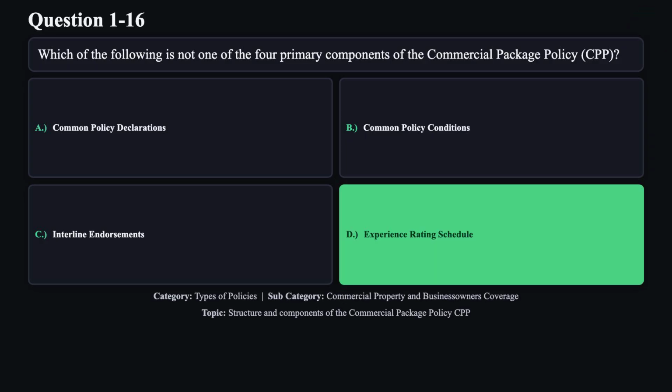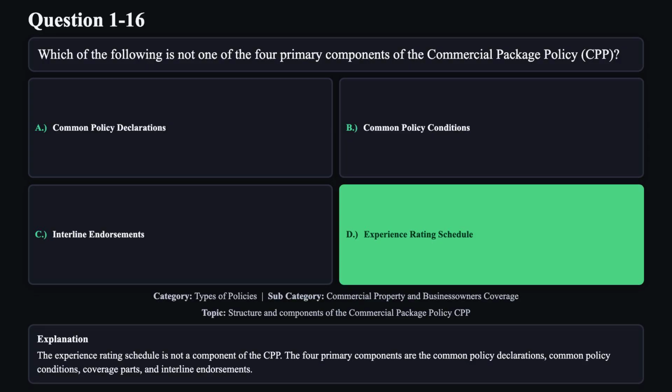The correct answer is D. The experience rating schedule is not a component of the CPP. The four primary components are the common policy declarations, common policy conditions, coverage parts, and interline endorsements.